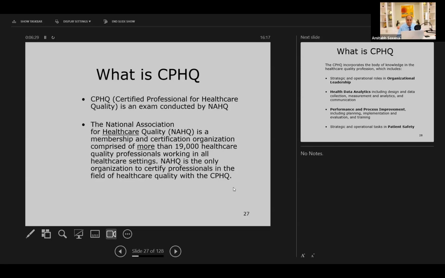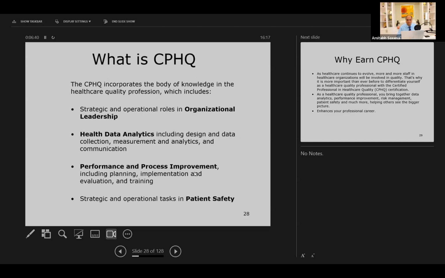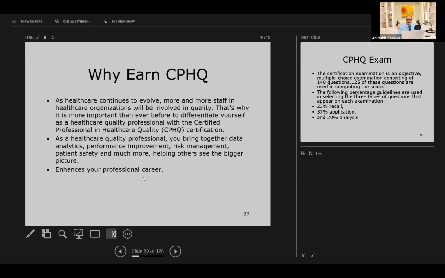It's very, very high, and it is acknowledged by multiple hospitals around the world. So I would like to share some of our knowledge with you. There are lots of modules like organization leadership, healthcare data analytics, performance and process improvement, patient safety, etc. And I will tell you about them very briefly in a short while.